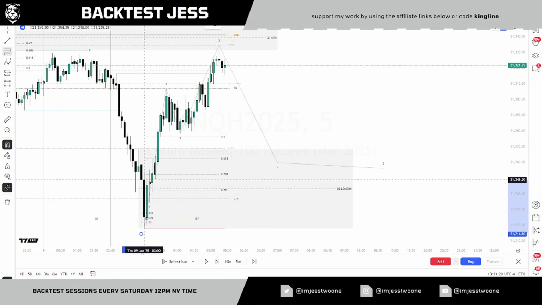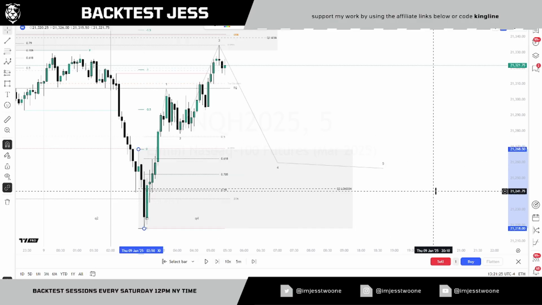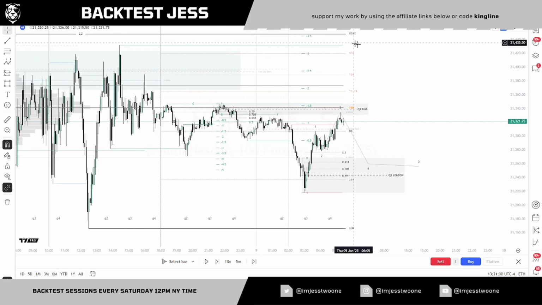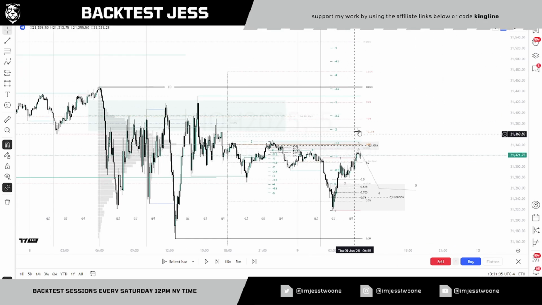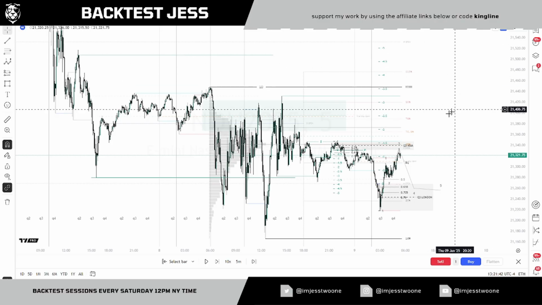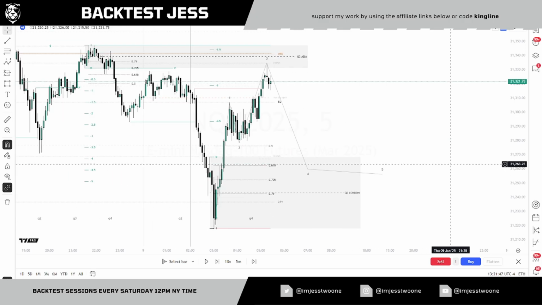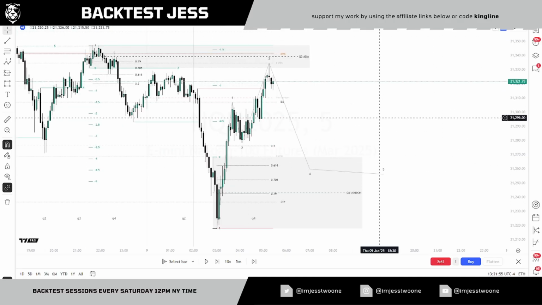Then we have standard deviations from this manipulation. And where does that take us? It takes us to PM session high at 3 deviations. 2 to 2.5 is basically the deep OTE, and then 4 to 4.5 would be a sweep of previous day high. So let's see. So same thing that I was talking about earlier. Sorry, no, that's previous day.